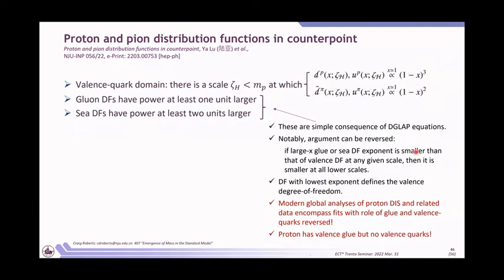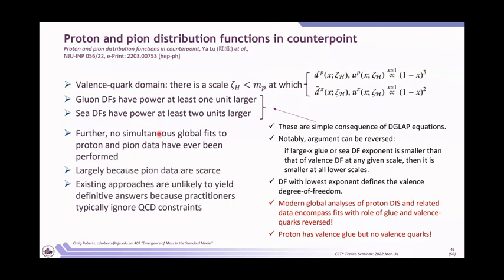And that brings us to a conundrum, because we have modern analyses of proton deep inelastic scattering, Drell-Yan, and related effects. And they produce fits with the role of glue and valence quarks reversed. There are fits in which the valence distribution of the quark, so-called, has a power of 3, but the gluon distribution has a power less than 2. And in those terms, the glue is actually the valence degree of freedom, not the quark. And that means we have to do better.